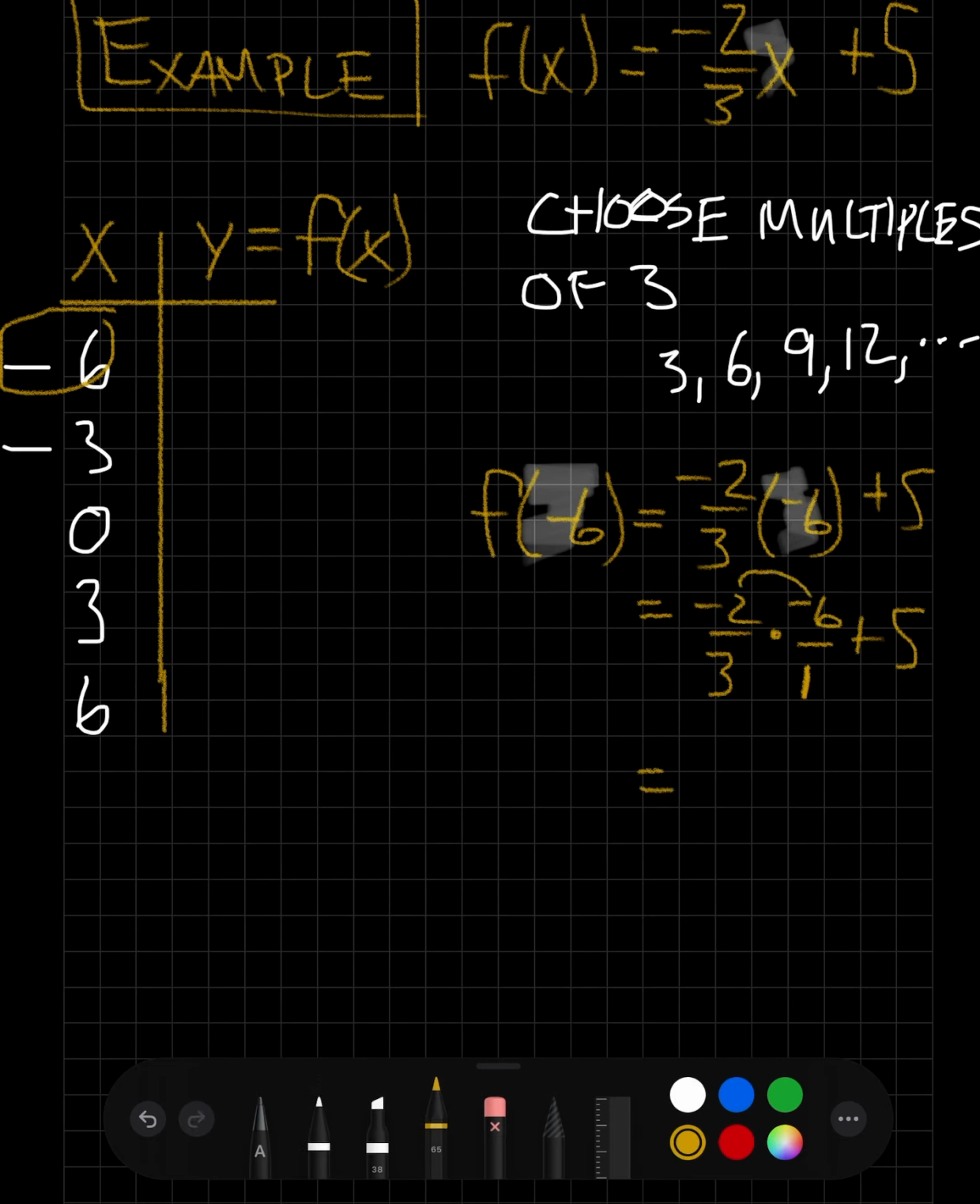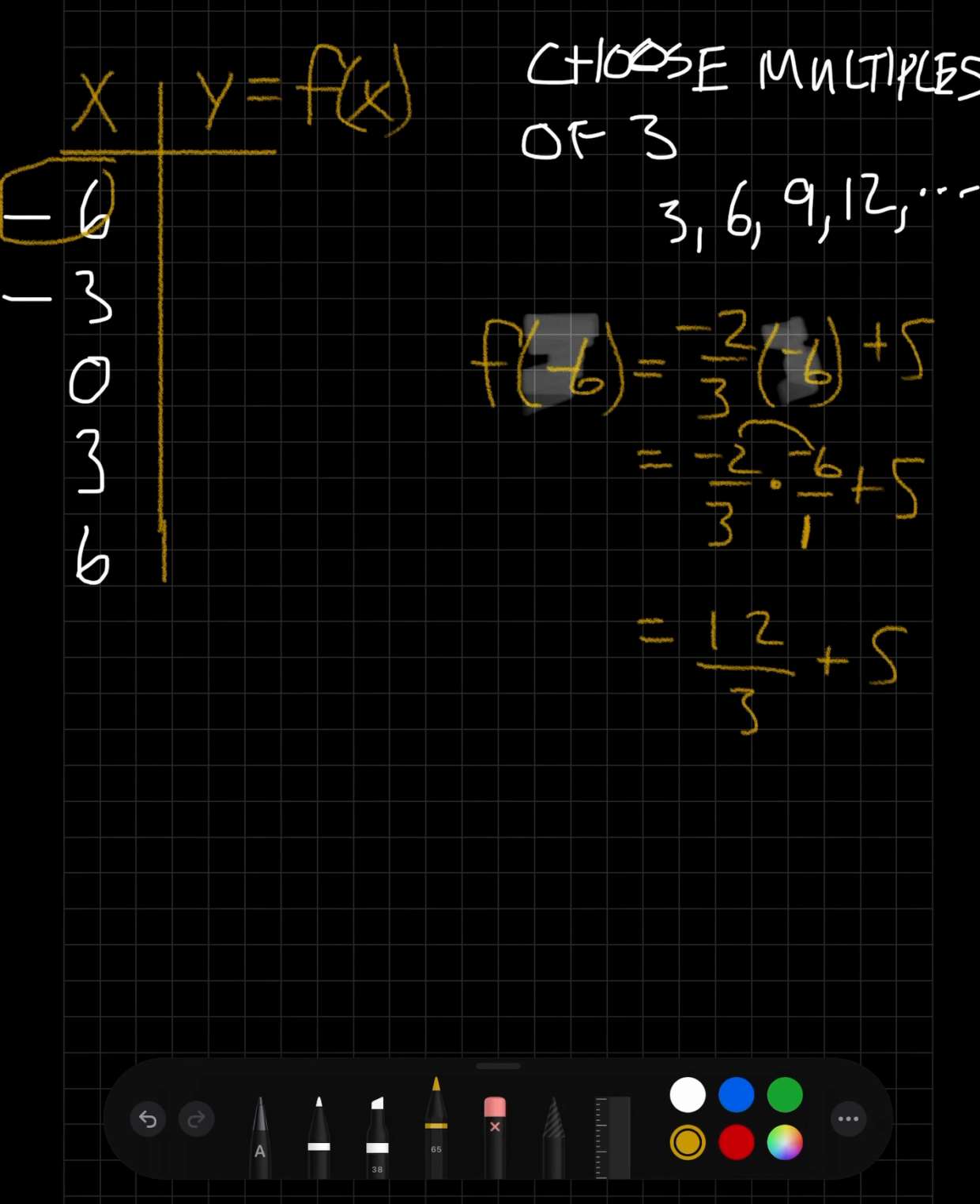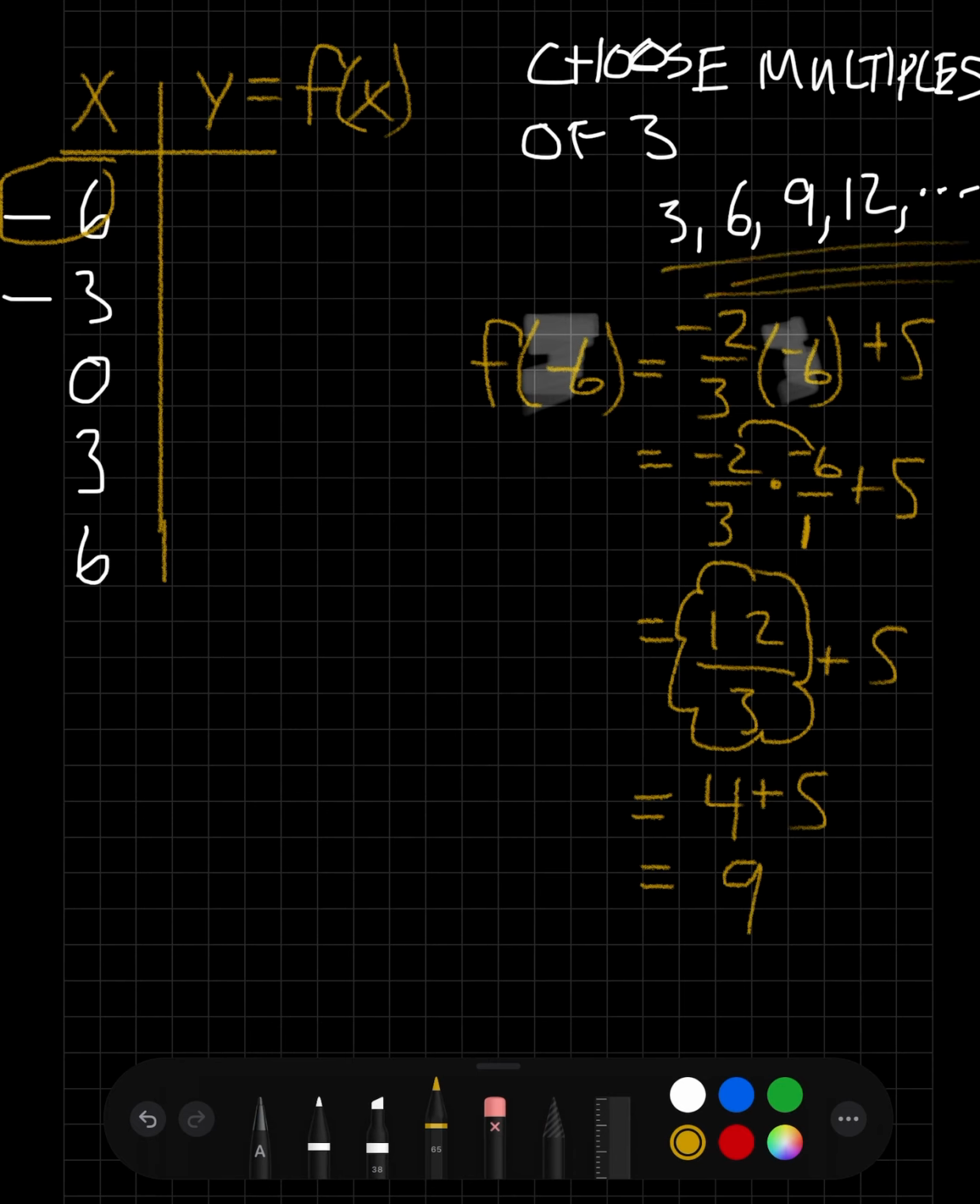So a negative 2 and a negative 6 gives me positive 12. And then a positive 3 and a positive 1 gives me positive 3. So now I have 12 over 3 plus 5. But notice here, this divides evenly. 12 divided by 3 is equal to 4. So now I have 4 plus 5. And that gives me 9. So by choosing a multiple of 3 for this function, I was able to get a nice number out, number 9.